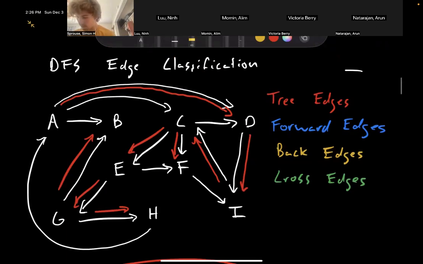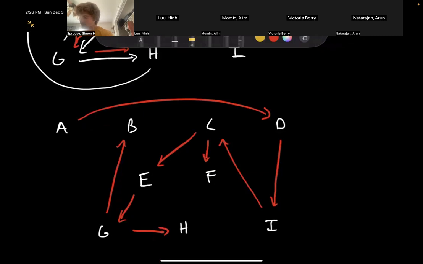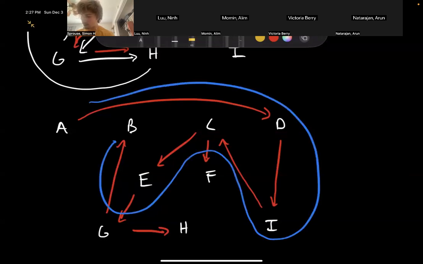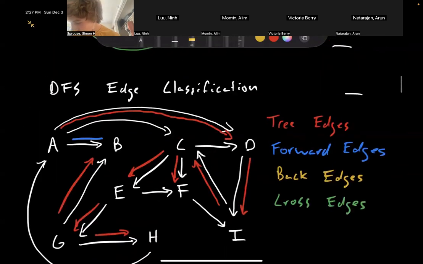So first, let's look at this edge from A to B. What is that? Looking down here on the graph, it seems like A to B is going to skip way forward in the tree. So I think we can call that a forward edge because it skips the path from A to B. Let's go ahead and mark it as such.